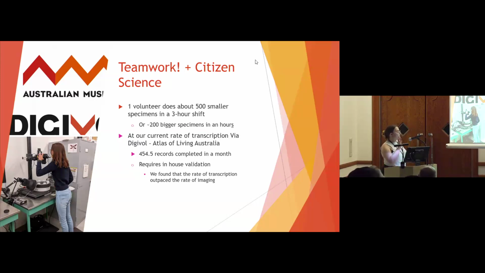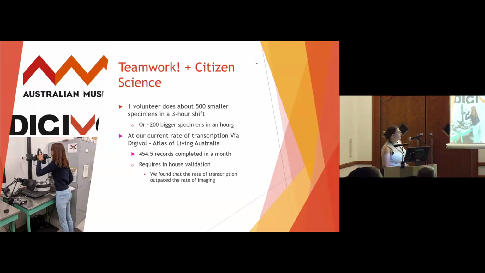Our current procedure is, like for the rest of our collections, we take these label images and then upload them to our Digivolve projects on Atlas of Living Australia, which are seeing huge rates of transcription usage, and then in-house validation to double check that the data is all there.